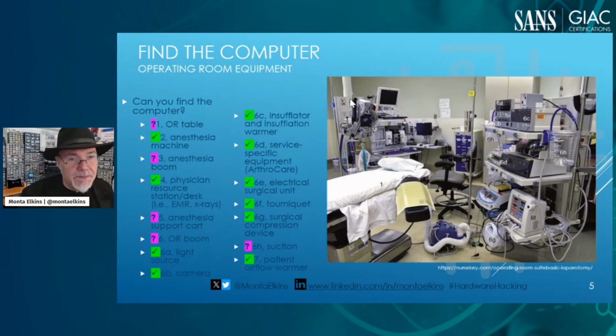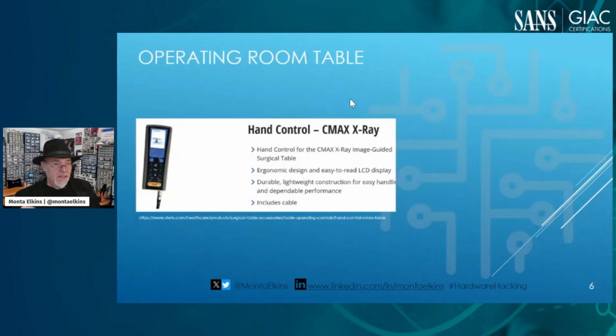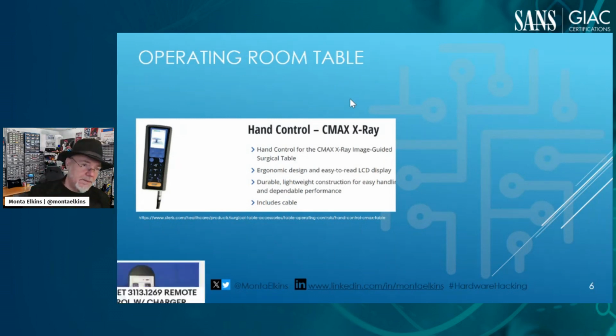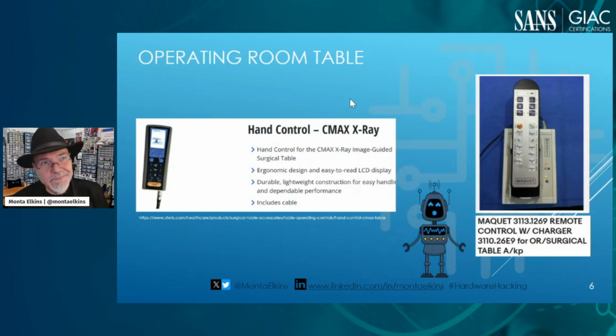Well, I said they might not be computers, but if we look at things like the OR table, it has a control that has a screen on it, and that is very likely a computer that could be compromised. And not to mention, this one is a remote control for the OR table. This is a wireless remote, right? So that might give us a little bit of remote access. I found that one cheap on eBay.